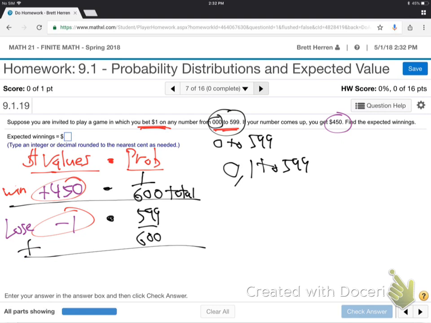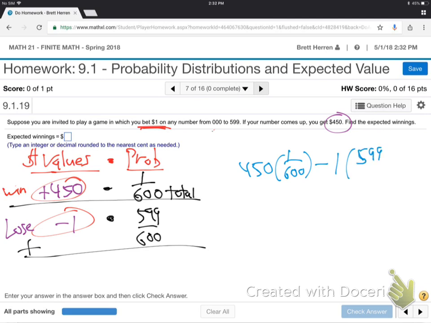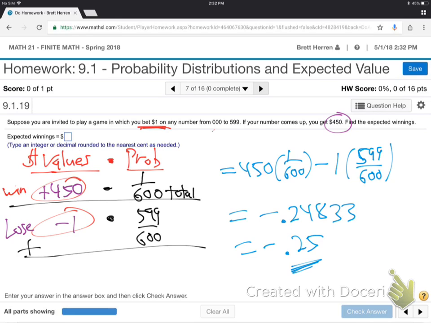So on my calculator, what I'm going to literally type in is 450 times 1 over 600, minus 1 times 599 over 600. That'll be the average value, or expected value. I'm getting minus 0.2483333, to the nearest cent, so minus 25 cents. Let's type that in and see if it's right. Yeah, so they want you to round to the nearest penny. So 24.8 rounds to 25 cents.